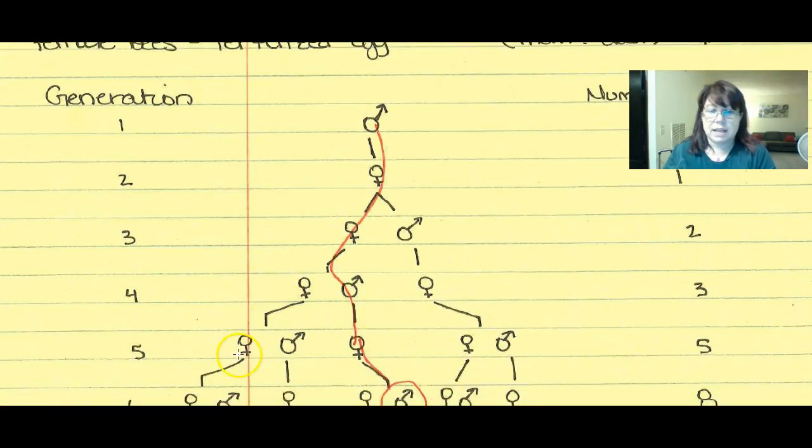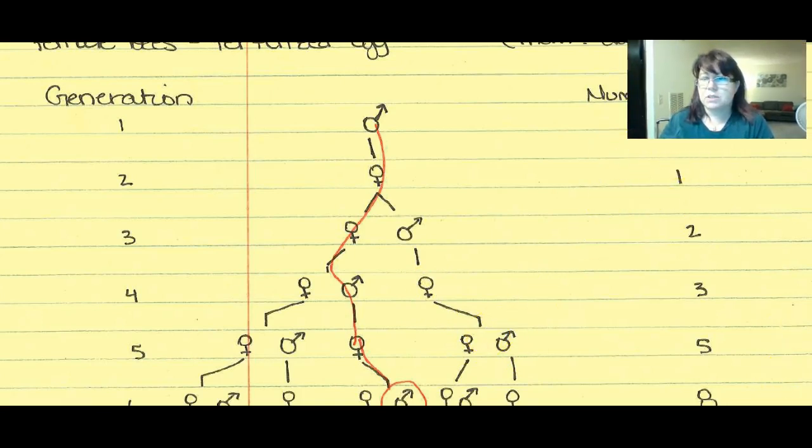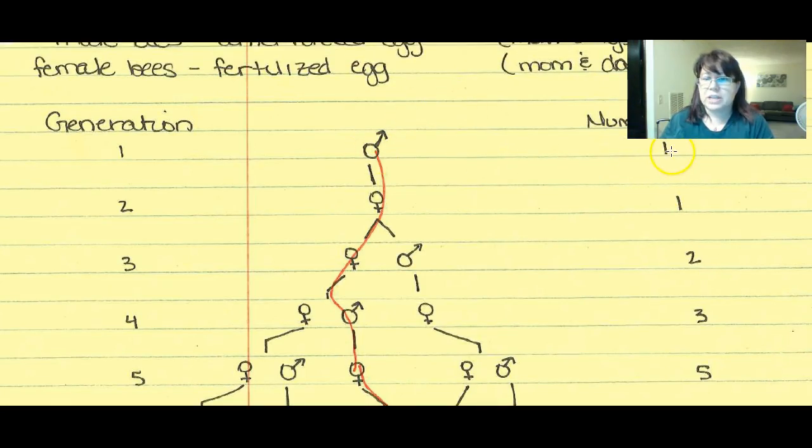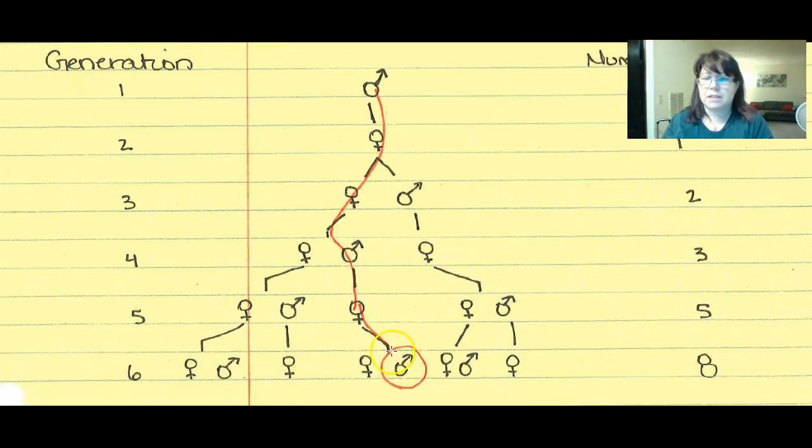This girl has a mom and a dad. This boy only has a mom. This girl has a mom and a dad. Now, the interesting thing for me is, let me scooch up a little bit, get myself out of the way. This first generation, I had one bee. In the second generation, it also generated one bee. By the third generation, I have two bees. Fourth generation, three bees. Fifth generation, I have five bees. And lo and behold, in the sixth generation, I have eight bees. One, one, two, three, five, eight. The Fibonacci sequence. You can imagine the next generation, on the seventh generation, I will have 13 new bees.